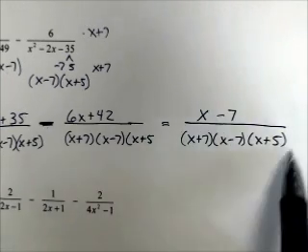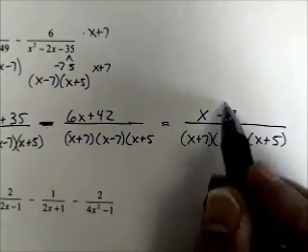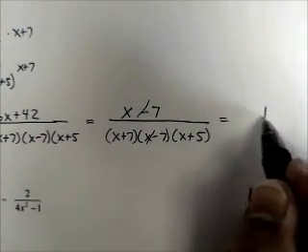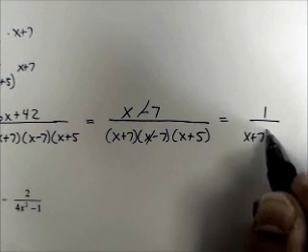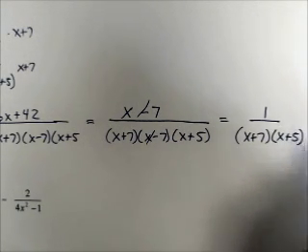Our single rational expression, can it simplify? Yes, the x minus 7's divide out. So our final answer is 1 over x plus 7 times x plus 5.